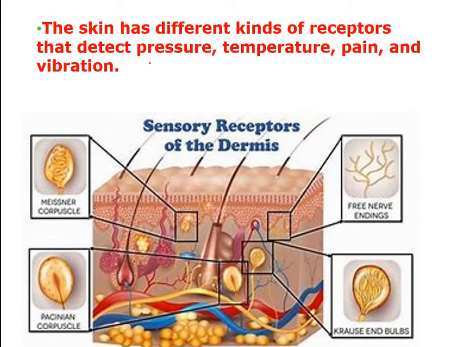The skin has different kinds of receptors, which are found in this layer, called the dermal layer. These are the receptors in the dermal layer. As you can see, we have different kinds of receptors in the skin. Each kind of these receptors is responsible for a certain feeling, like feeling pressure, temperature, pain, and vibration.